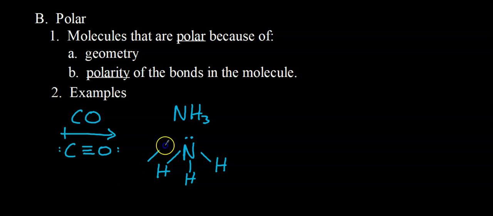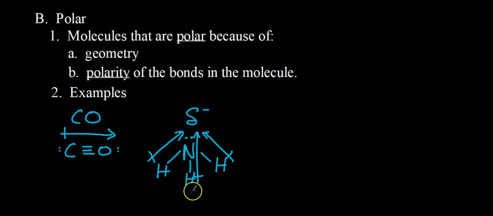Now, if we look at the bonds in this molecule, nitrogen is more electronegative than hydrogen. The shared electrons are pulled towards nitrogen's nucleus, giving the nitrogen end of that molecule a partial negative charge, and the hydrogen end of the molecule a partial positive charge. We don't use these both together, but instead of arrows, we can do delta negative on the nitrogen end of the molecule and delta positive on the hydrogen end of the molecule.